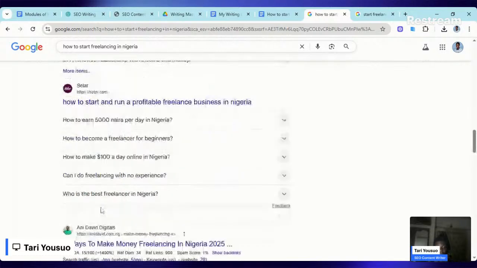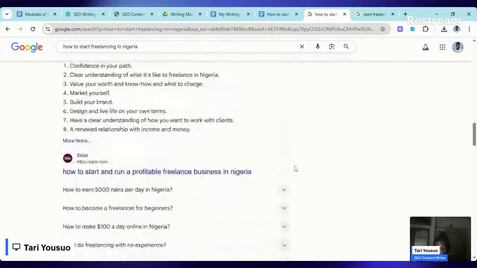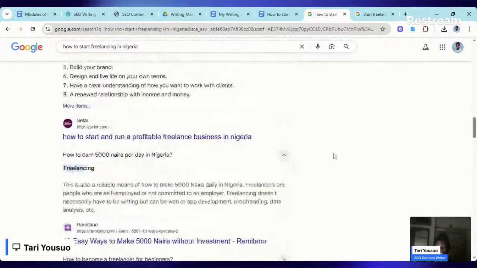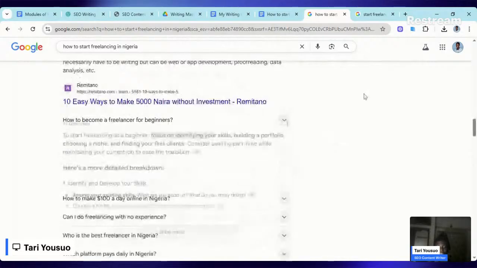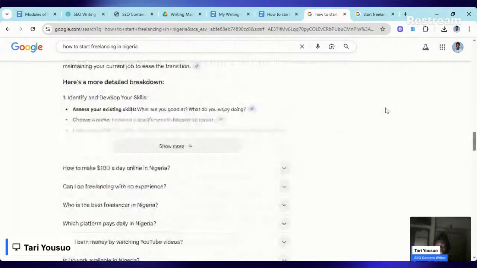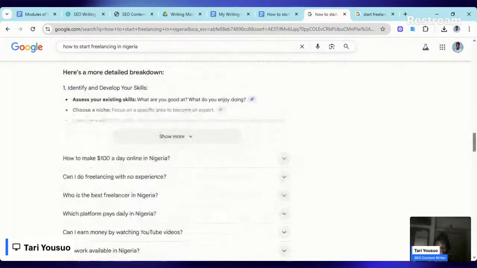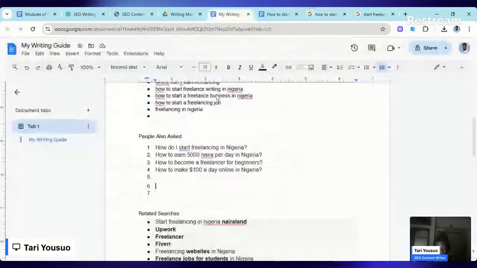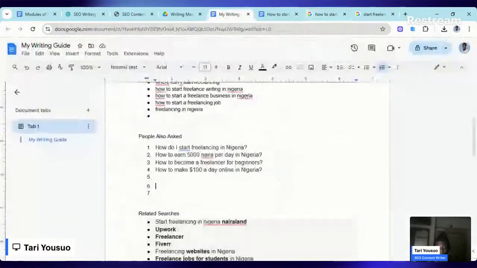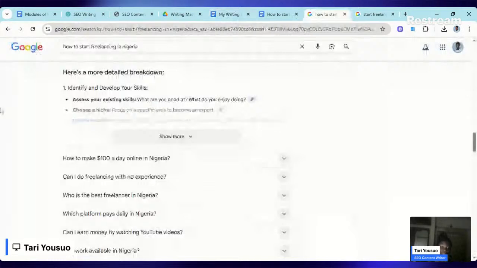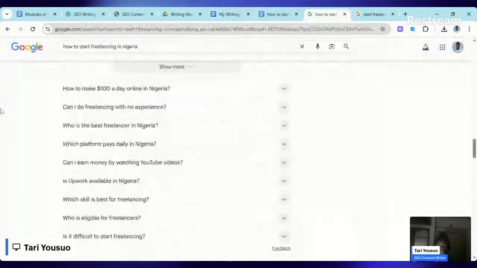So how do I start freelancing in Nigeria? How to earn 1,000 naira per day in Nigeria? How to become a freelancer for beginners? How to make $100 a day in Nigeria? So I've gotten four questions, and I stopped at how to make $100 a day in Nigeria. There are tools that can do this for you, but I don't want to dive into it. First, if you understand the whole process, you'll be able to use any tool.